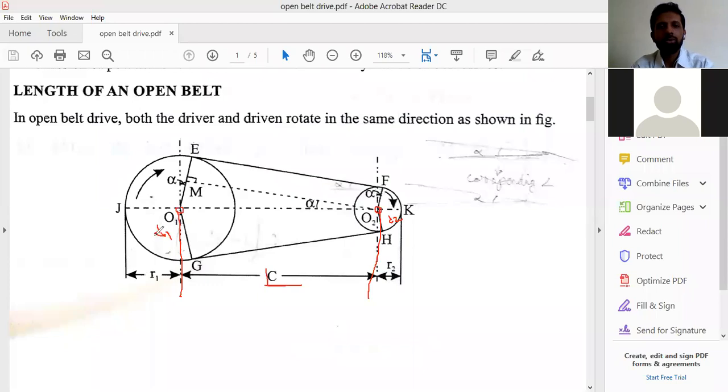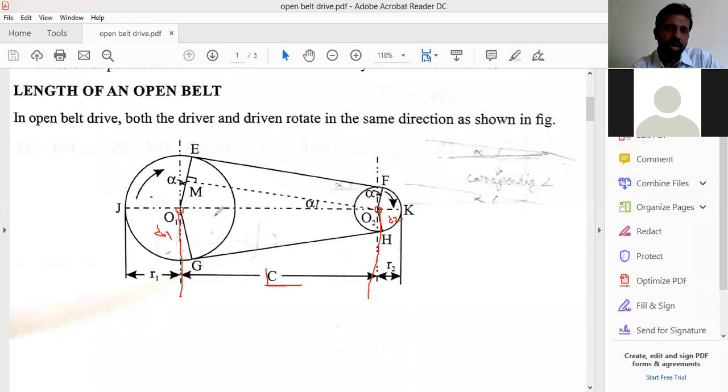That we have to calculate, because we cannot just take any random length of the belt. If it is too loose, it is going to slip away. If it is too tight, then it's not going to be proper, and there is every chance that the belt is going to get cut. So what is the length of the belt that we require for an open belt drive? Let us see.